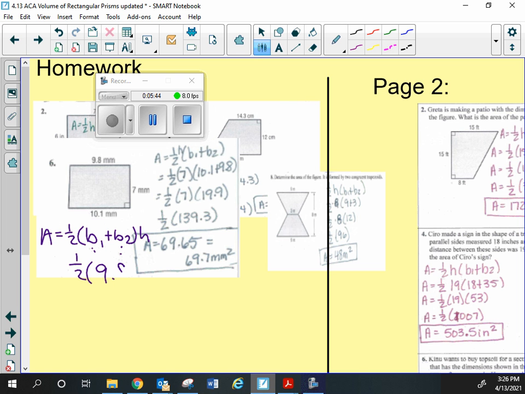9.8 and this one is parallel to, very good, 10.1. Those are my bases, and then my sides had to make a right angle. What was that word y'all were using? Perpendicular. So that would be the 7.